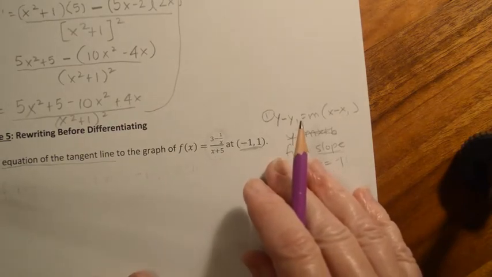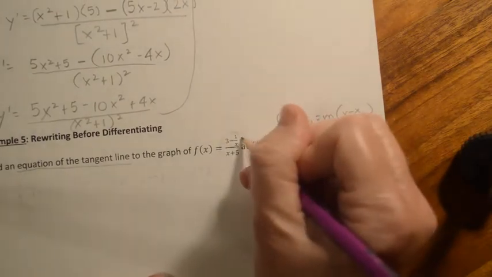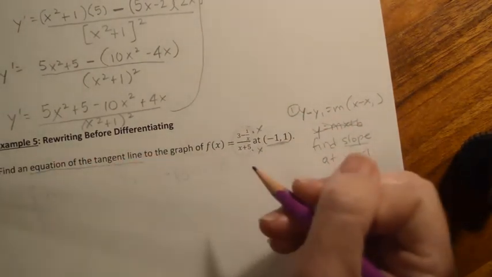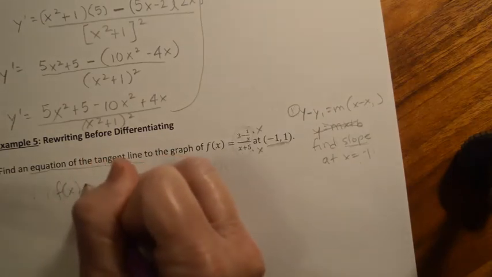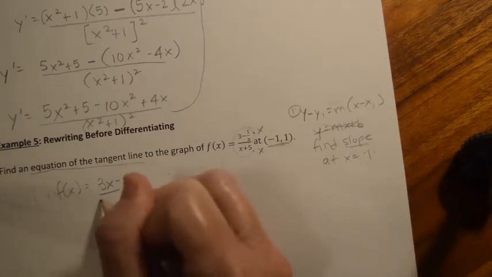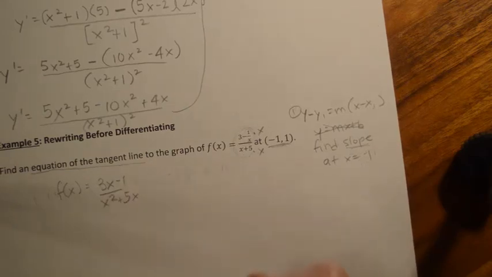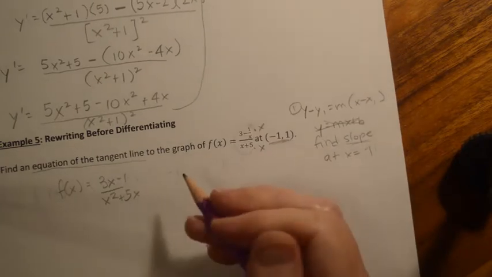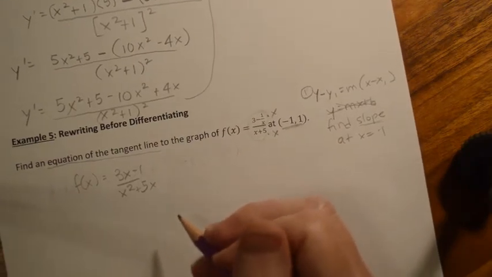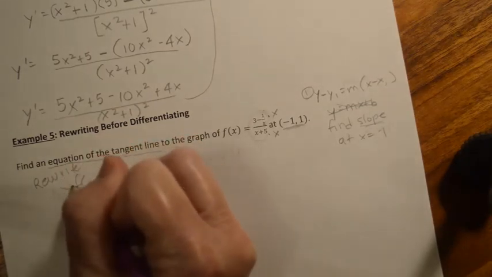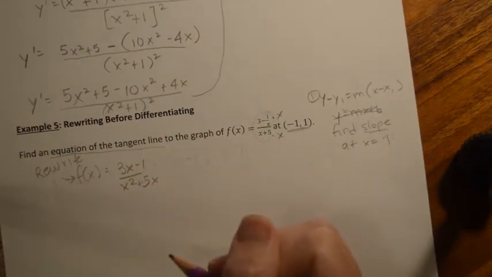All right, so the first thing we're going to do is multiply top and bottom by x. And so when we do that, we end up with an equivalent fraction, f of x equals 3x minus 1 over x squared plus 5x. Again, it's just going to be much, much easier to take the derivative at that point. Okay, so then let's go ahead and do that. Our first step was do a rewrite. And then next thing we're going to do is take the derivative.